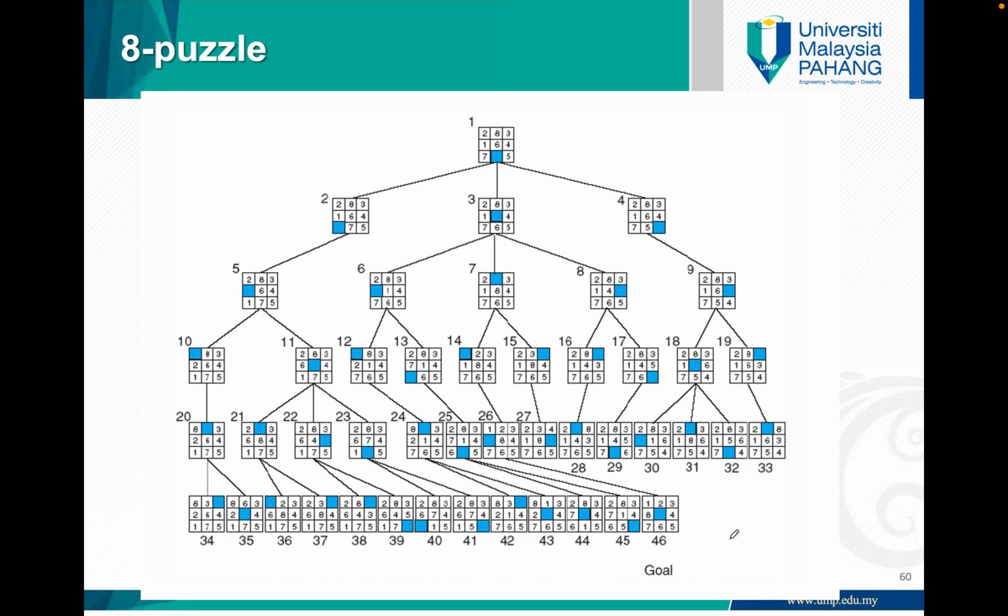You go to B, and then you go to C. You go to D, you go to E, and then fail, because you have finished limit 1 but you still haven't seen the goal. Now continue with limit 2.